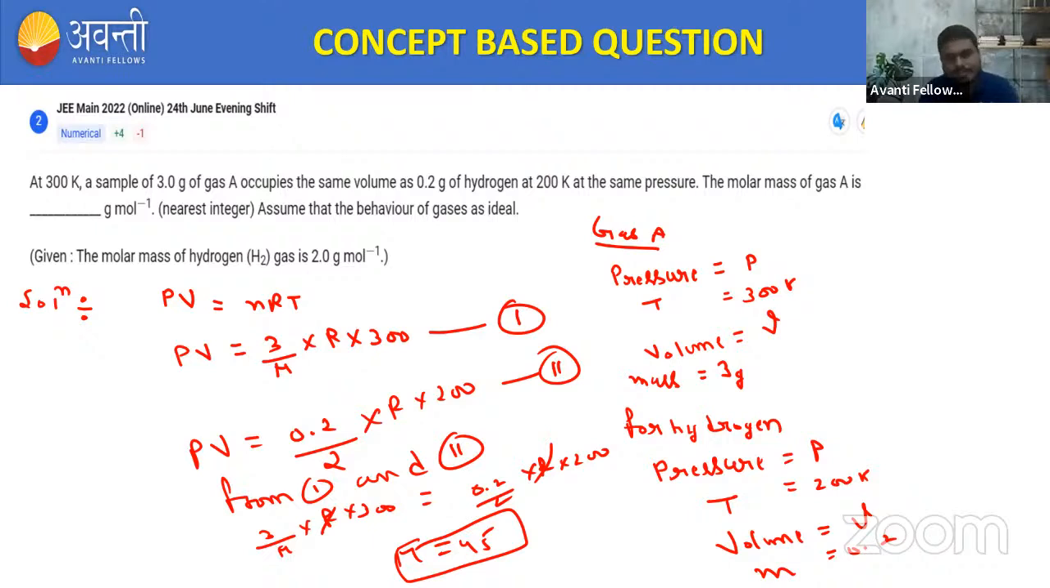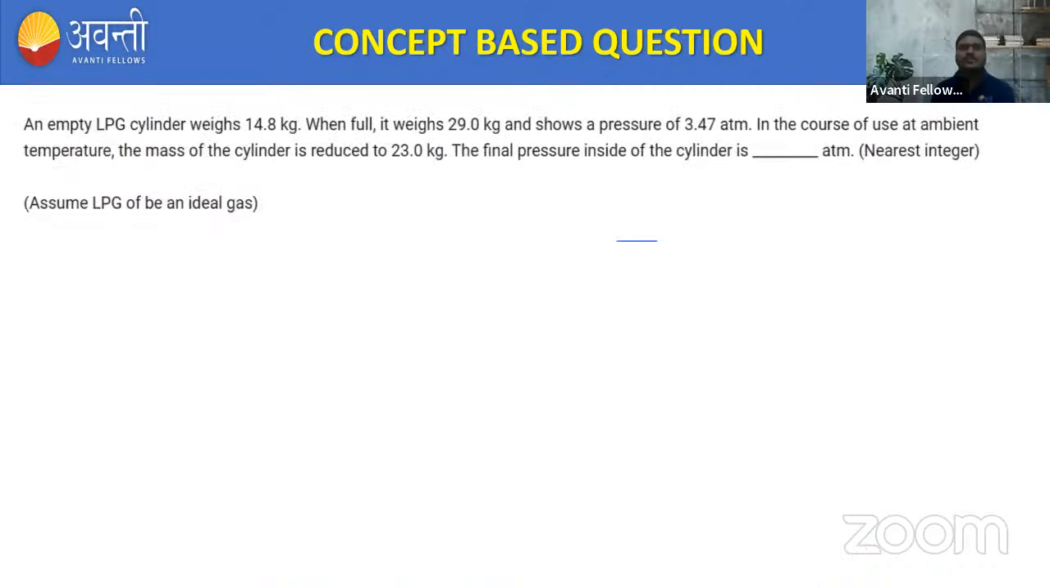No doubt, सबको clear है? ठीक है, चल. Move to the next question.